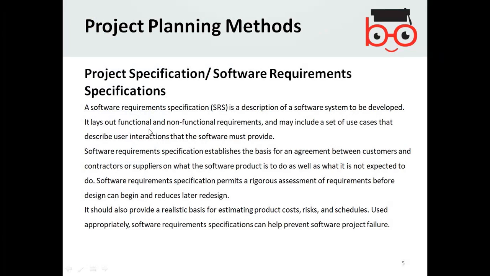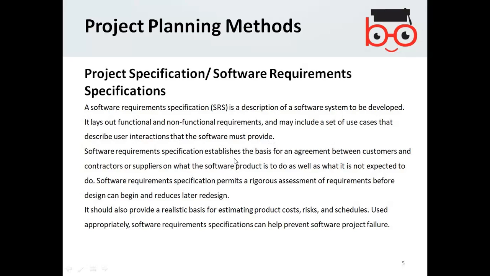It lays out functional and non-functional requirements. When you talk about the project specification, it explains the functional and non-functional requirements, which include set of use cases that describe the user instructions and the software must provide. So basically the user requirement, software requirement is the kind of use case. Use case is a term used from the unified modeling language. Probably use case explains the actions to be taken by the software.